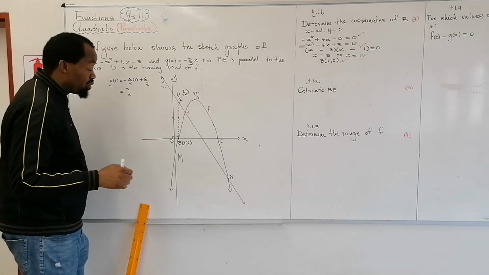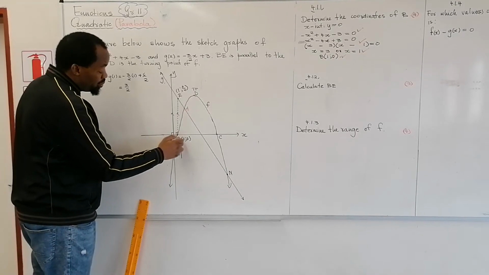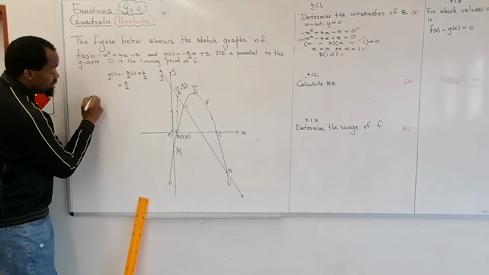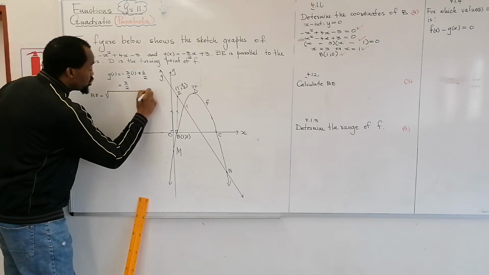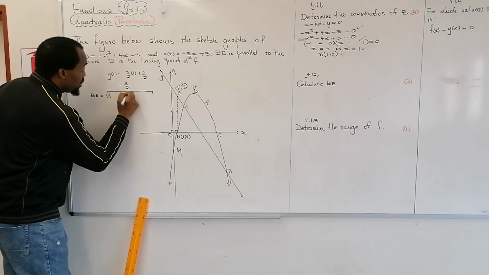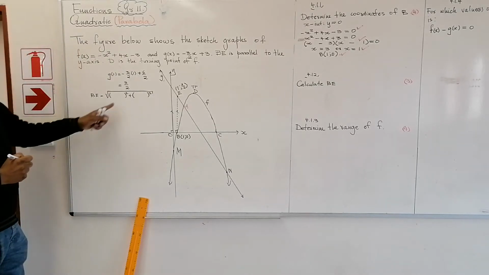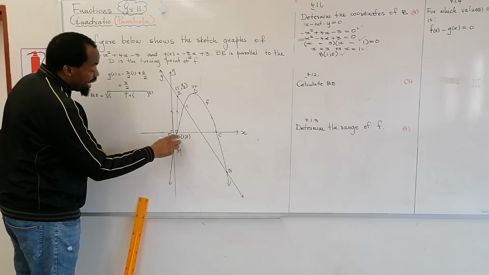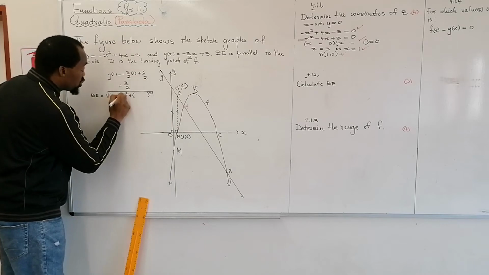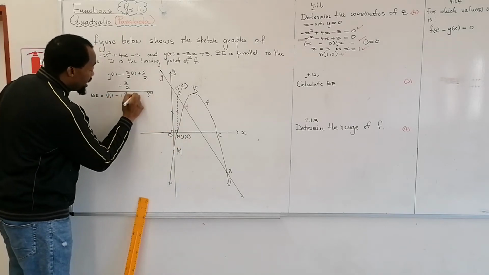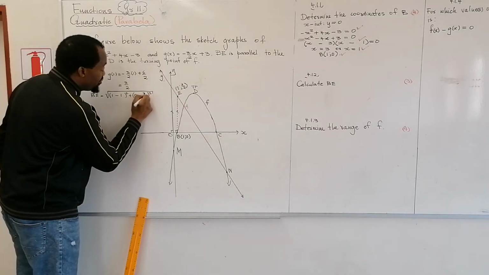Using the distance formula, I said there are two ways to do it. Using the distance formula, I'll just say BE is equal to the square root of the 2 brackets all squared, added together. It would be x1, my x1 is that, minus x2, which is that, y1, which is that, minus 3 divided by 2.